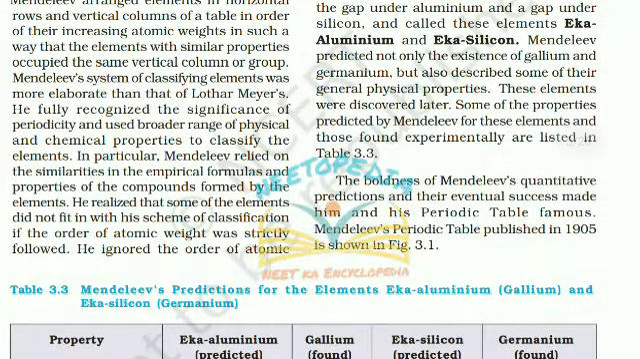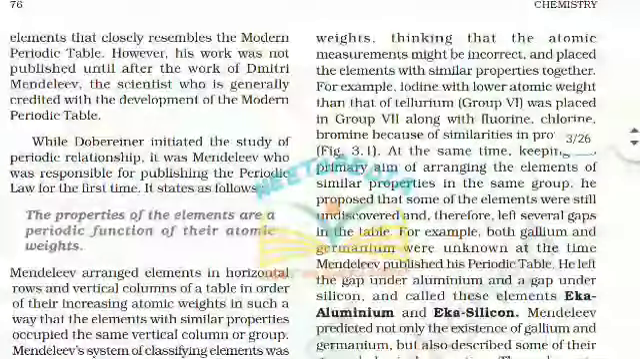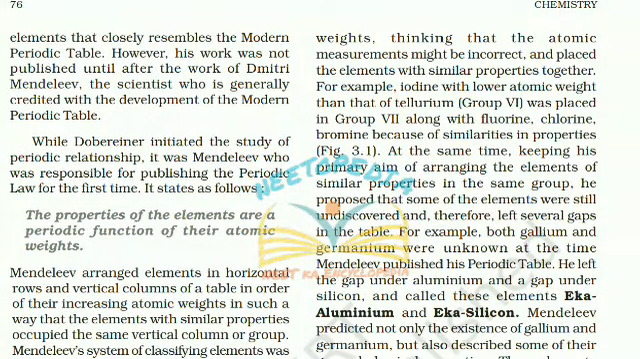In order of atomic weight was strictly followed. He ignored the order of atomic weight, thinking that atomic measurements might be incorrect, and placed these elements with similar properties together. For example, iodine with lower atomic weight than that of tellurium was placed in group 7 along with fluorine, chlorine and bromine because of similar properties.